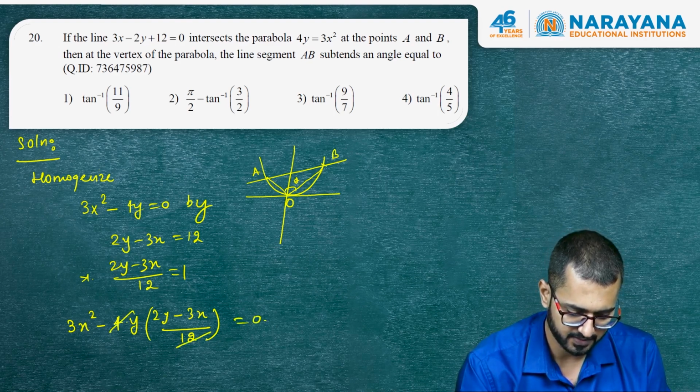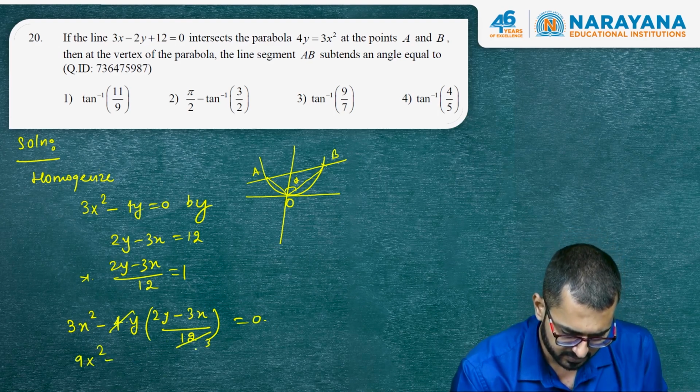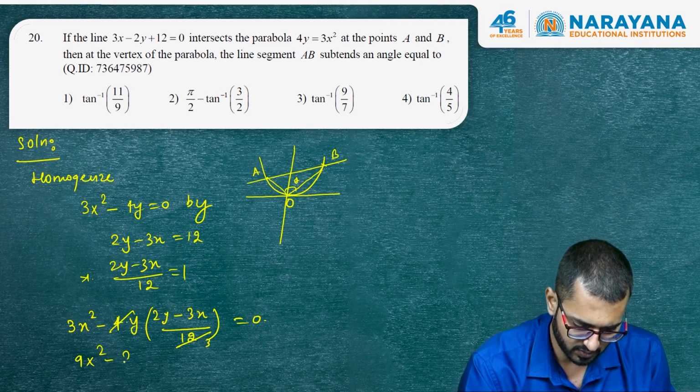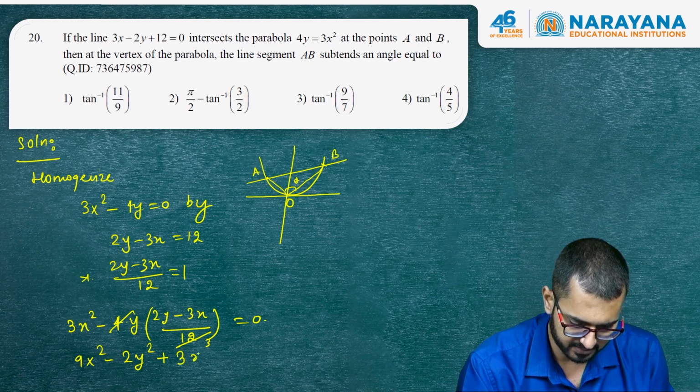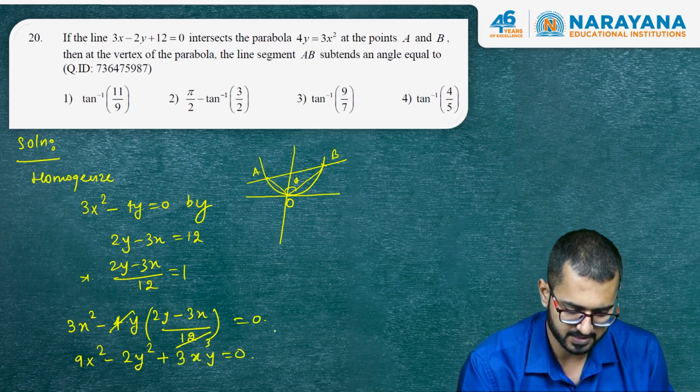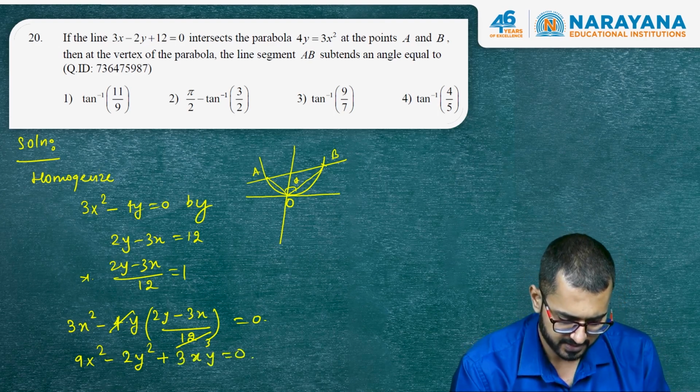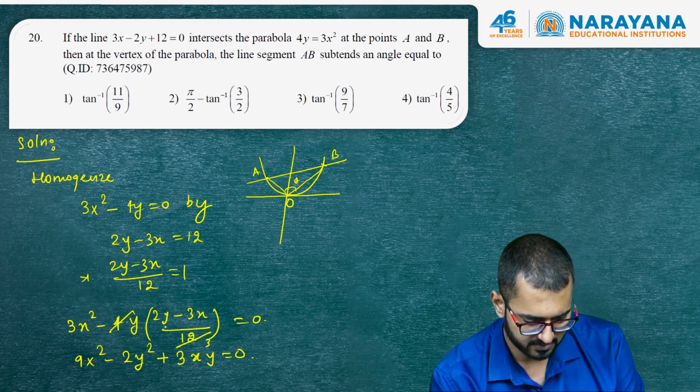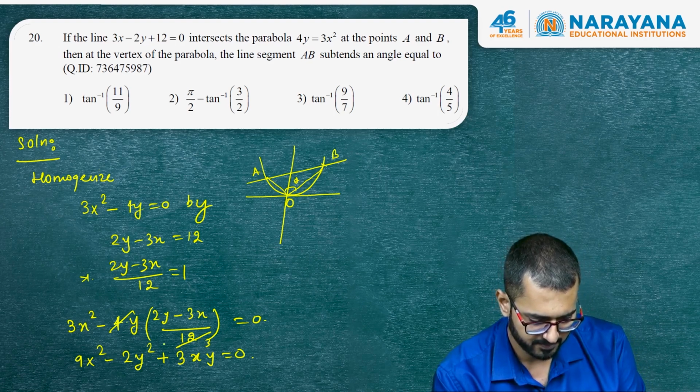So you can cancel this one here. So I'll be getting 9x² minus, 4 3s are 12, 9x² minus 2y² plus 3xy is equal to 0. Right? Once check everything: 9x², yes, minus 2y², fine, and yeah, correct.